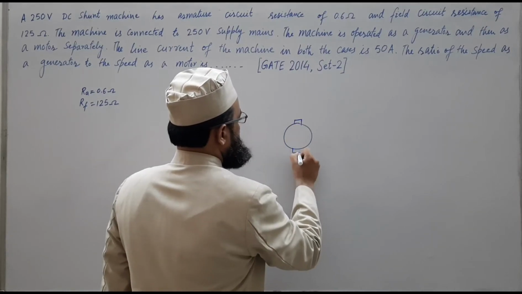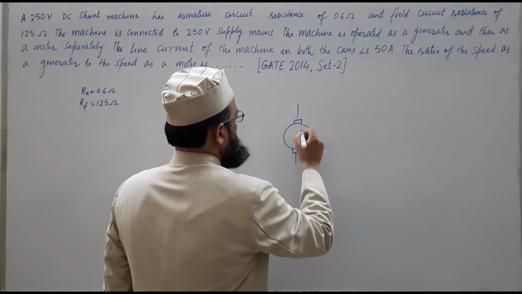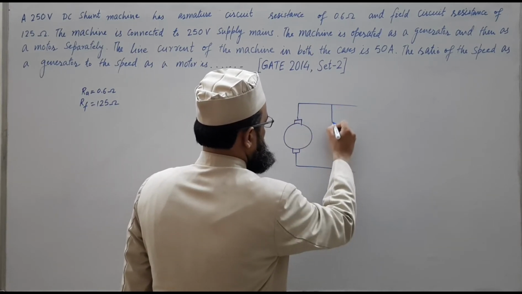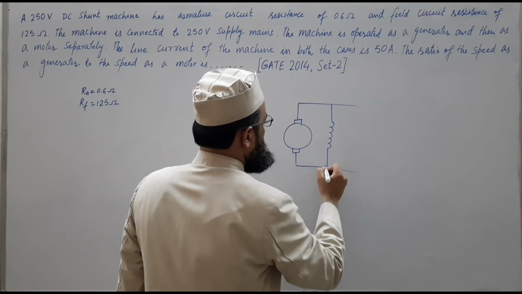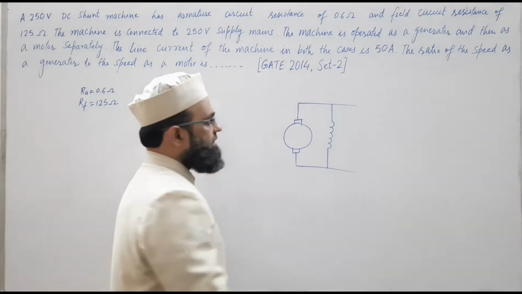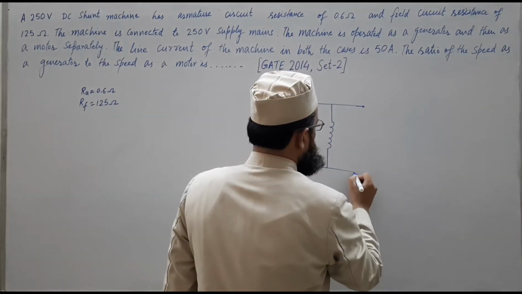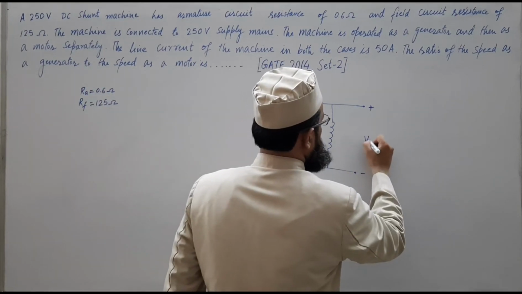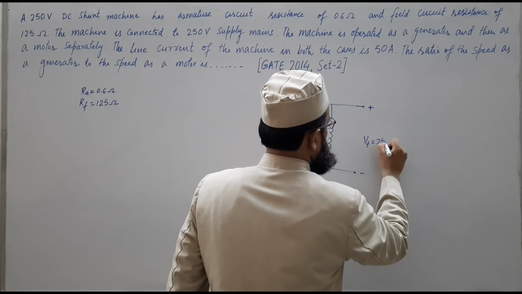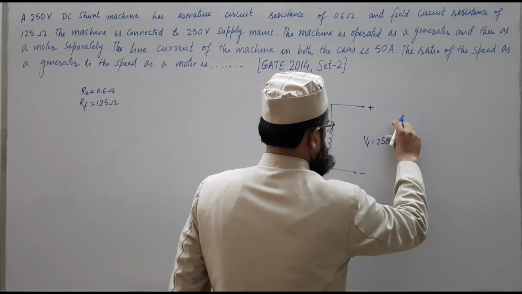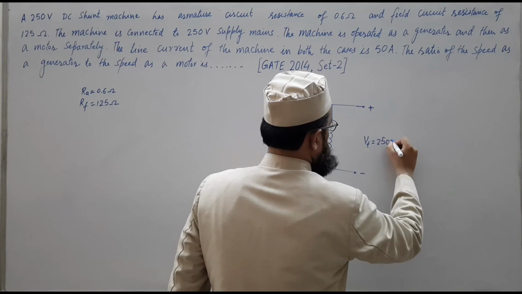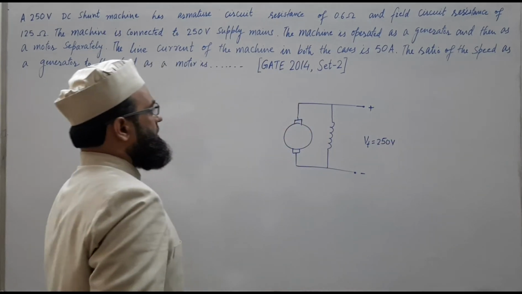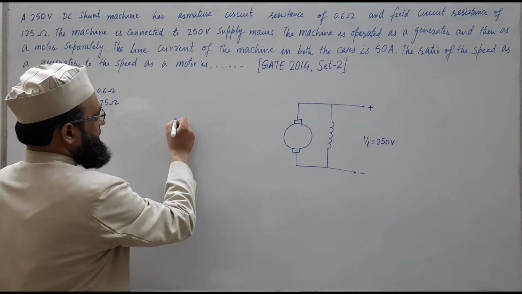When the same machine works as a motor and generator. So this is the same machine, DC shunt machine, right? Armature terminals plus minus and supply voltage is 250 volt. Vt is equal to 250 volt. Fine, 250 volt. And the same machine, let us draw again.